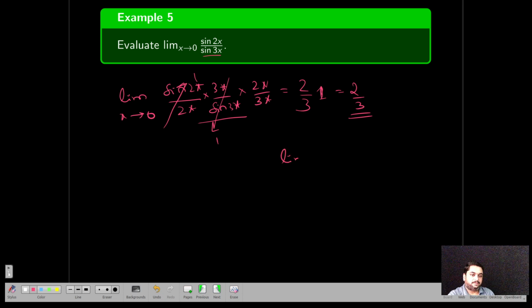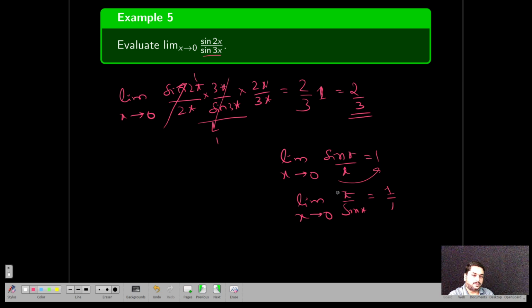See, even the same thing. As x approaches 0, sin x by x is equal to 1. So if I take the inverse of this, this again becomes limit of x approaches 0, x by sin x equal to 1 by 1. I am just inverting this. So again 1 by 1, both are the same. x by sin x is also 1.